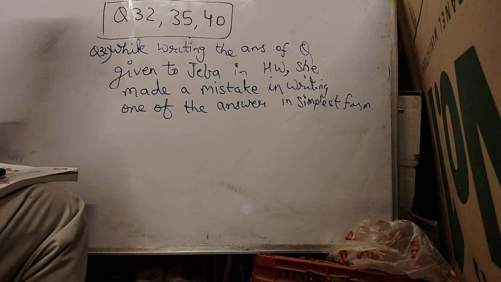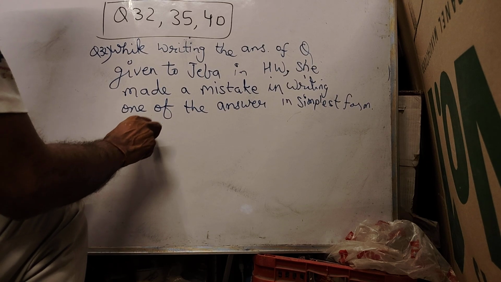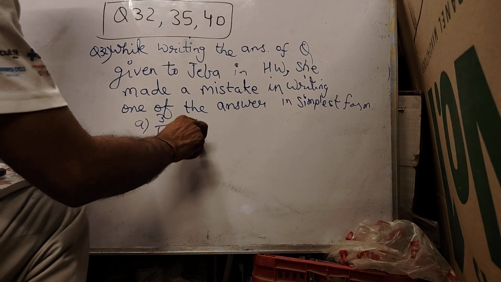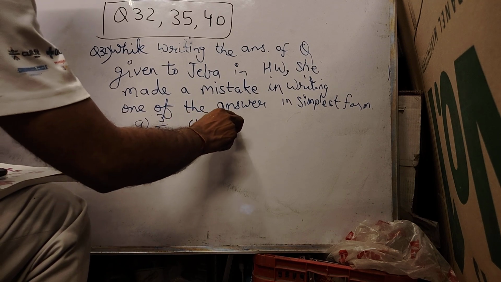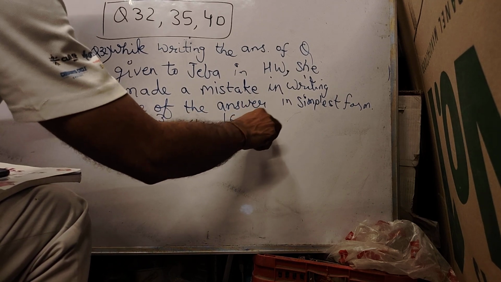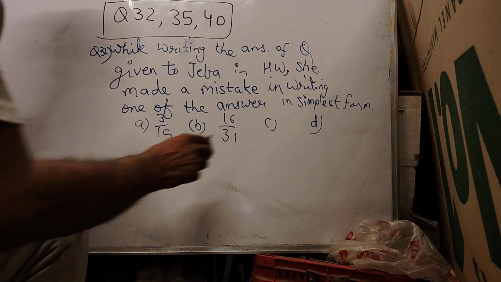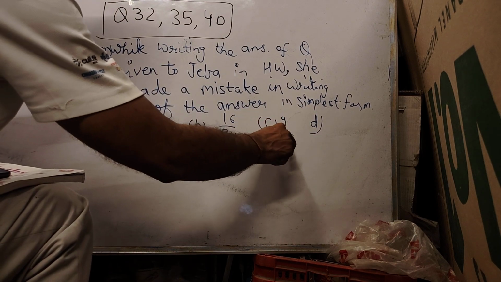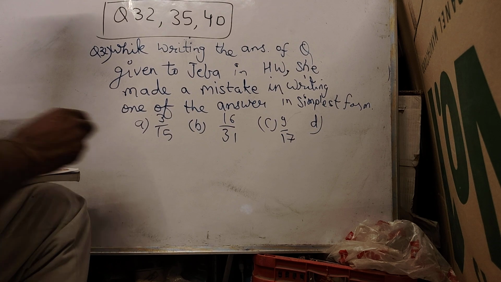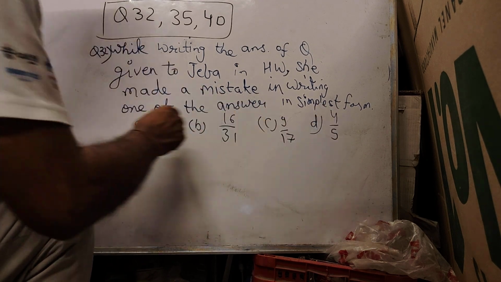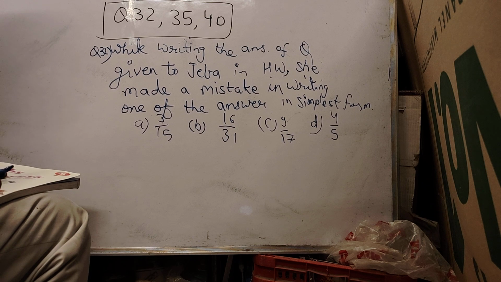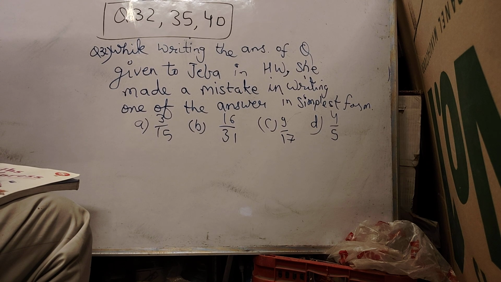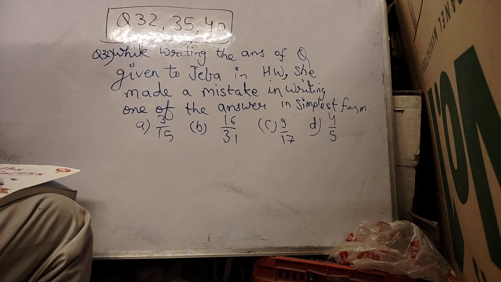In simplest form. So pick the answer she wrote incorrectly. There are 4 options. C is 9 over 17, D is 4 over 5, A is 3 over 15, B is 16 over 31. So according to you, what is the answer? C.